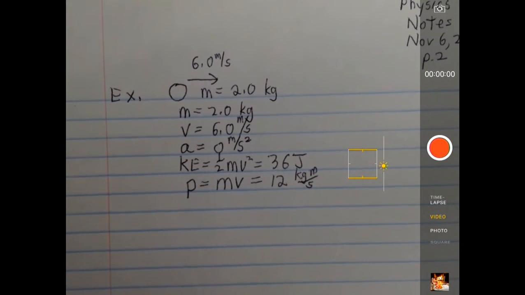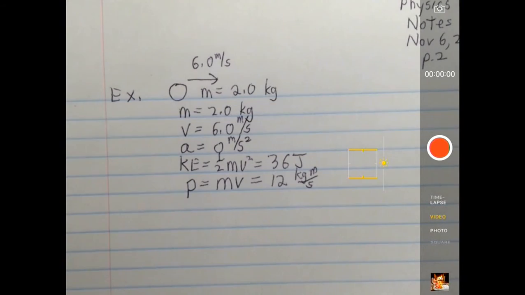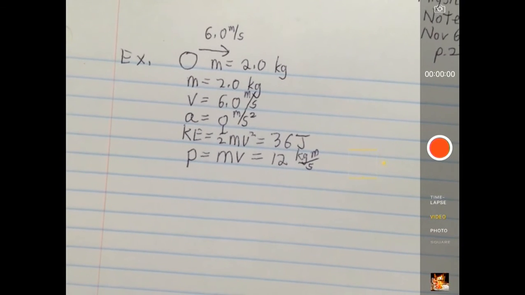I keep trying to zoom in and I'm unable to do that, which is very strange. Huh. Maybe if... okay, I'm not going to worry about it. Your students can see what's going on well enough.